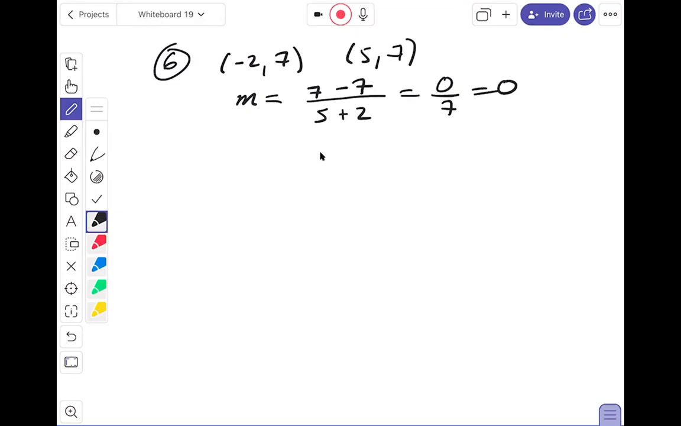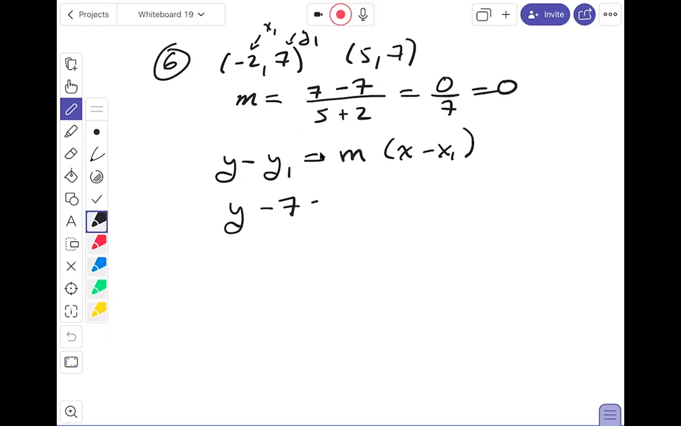I have the slope. Did they give me the b? They have not given me the b. Let me remind you, the y-intercept is a point, 0, comma b. They didn't give it to me. So what am I going to do? I'm going to write down the forms I like. What form do I like? y minus y1 equals m times x minus x1. All right, let's see if we can do it. I'm going to choose this to be the first point. And let's write down. What do you get? y minus 7 equals 0 times x plus 2.